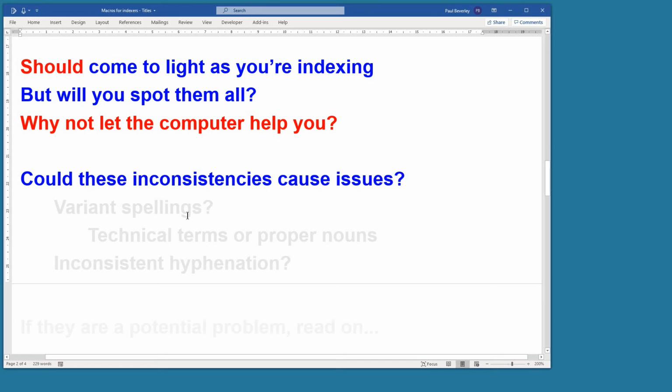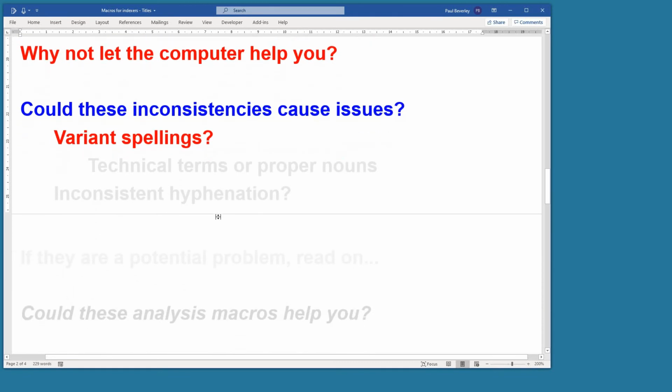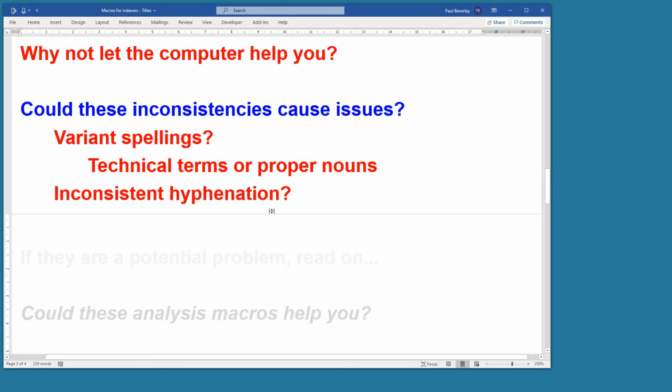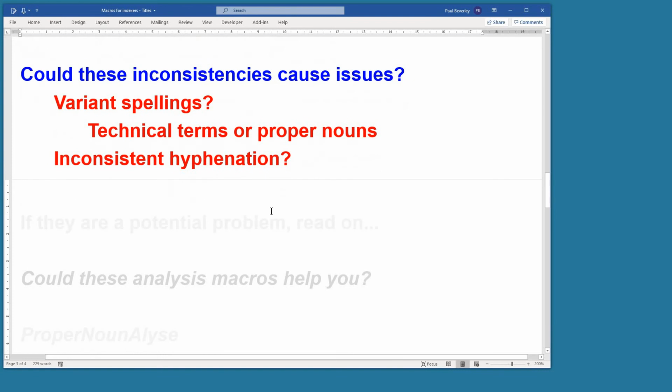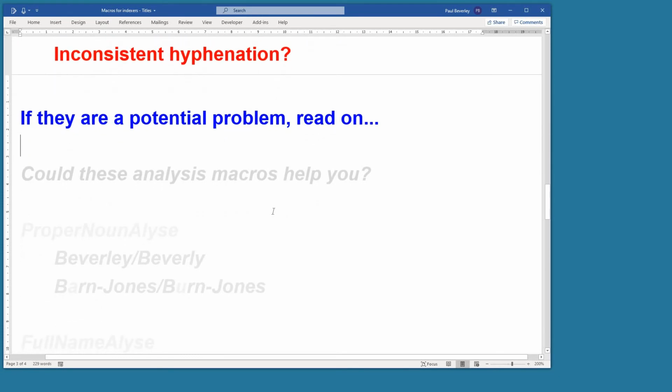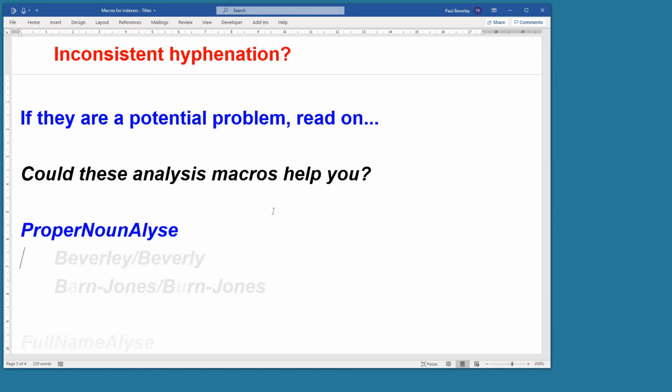So what sort of inconsistencies could cause problems? Well, there could be variant spellings. These could be technical terms or proper nouns, perhaps. Would inconsistent hyphenation cause you a problem? But if you think they are a potential problem, then read on. Let's see what else we can talk about. So could some of my analysis macros help you?